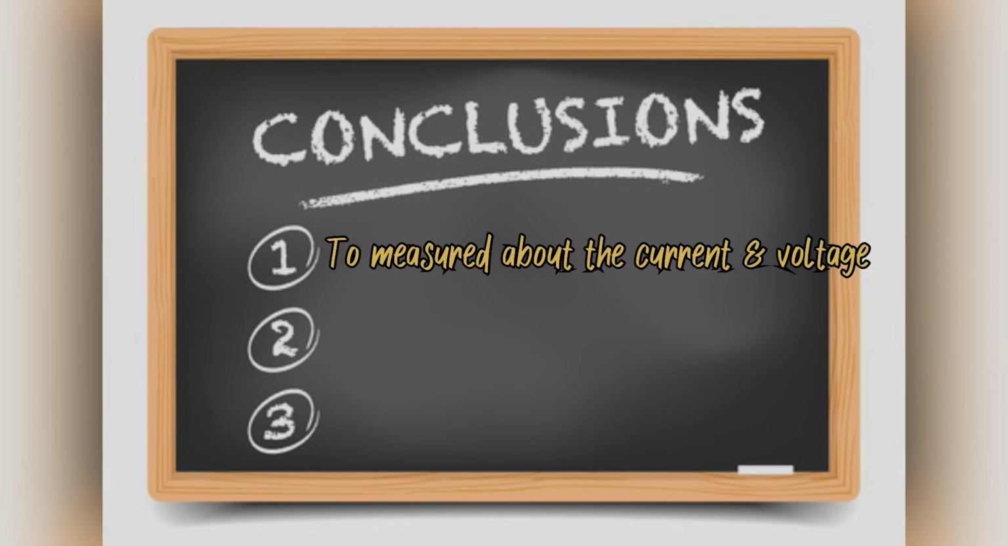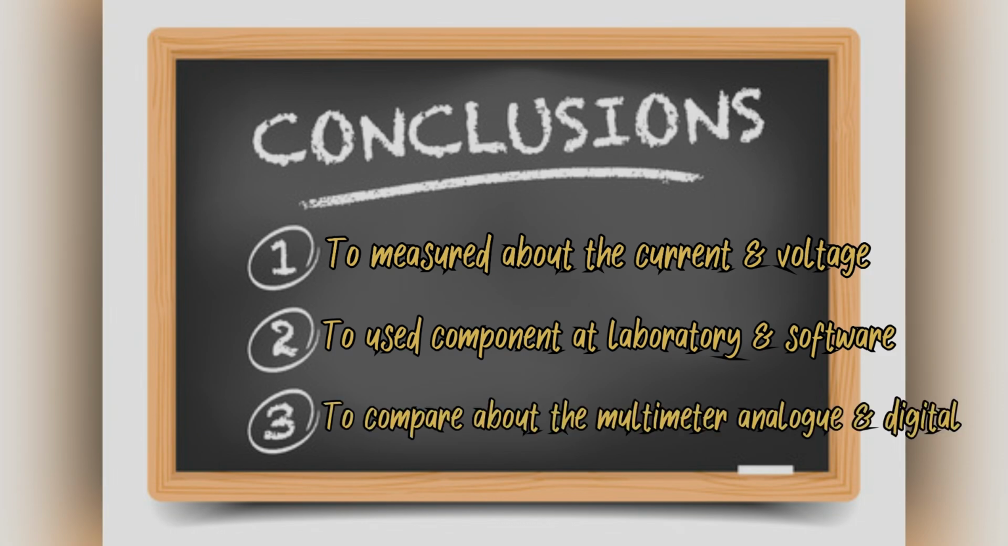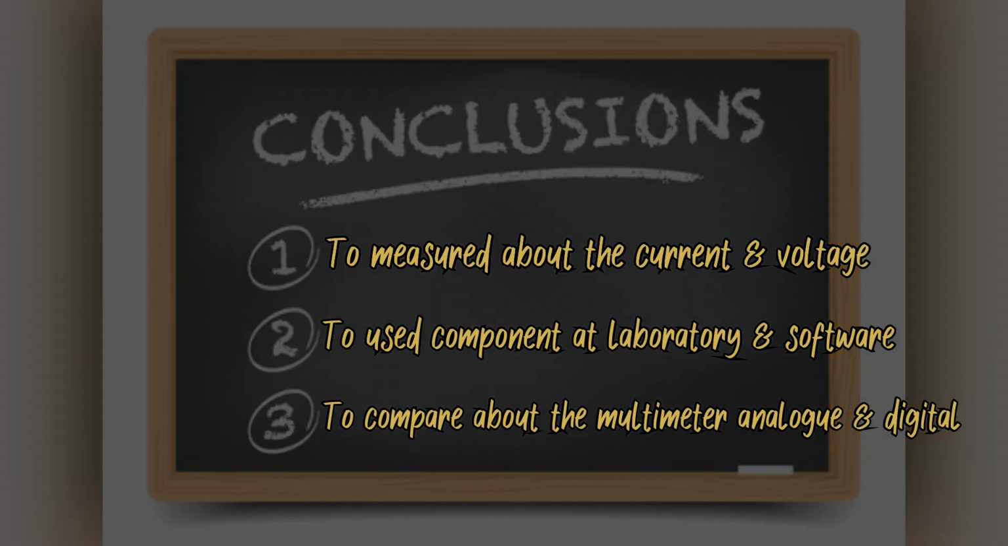Okay, so in conclusion, we know how to measure the current and voltage from the resistance circuit, capacitance circuit, and inductance circuit. Next, we know how to use all the components in the lab and the Multisim software to see the difference between the true value and the measured value. And then lastly, we know how to compare the multimeter functions, analog and digital, to measure in the circuit. That's all from me. Thank you.